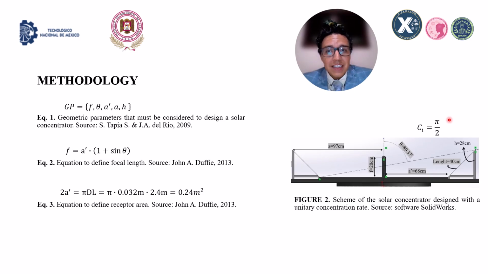The focal length is defined by this equation, where the receptor area A' is solved by this other equation, with all the geometric properties of the receptor. After this, part of the procedure of description for a compound parabolic concentrator in a Cartesian system provided by S. Tapia and J. A. Del Rio as a graphical method was followed.